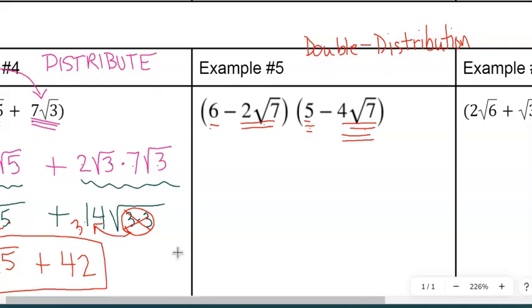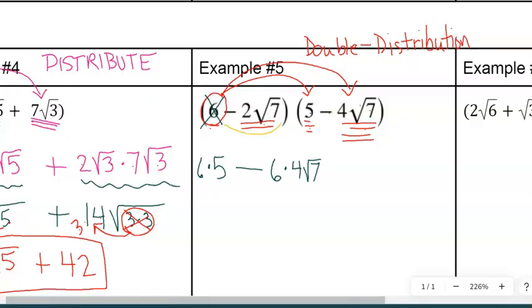So the way double distributing works is I'm going to take the first term, and we still want to multiply that by both of the terms in the other group. So if I write this out, we've got 6 times 5, and then this has a minus, so I've got 6 times that second term, which is 4 root 7. Okay. Now, I'm done with the 6, and so that's just a single distribution.